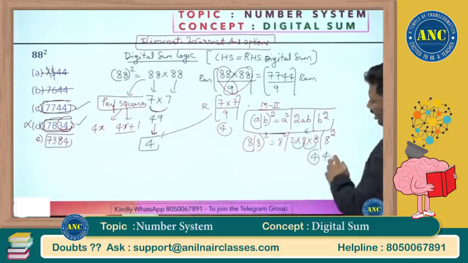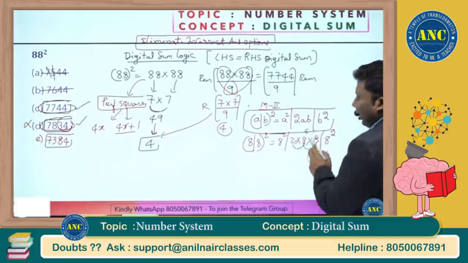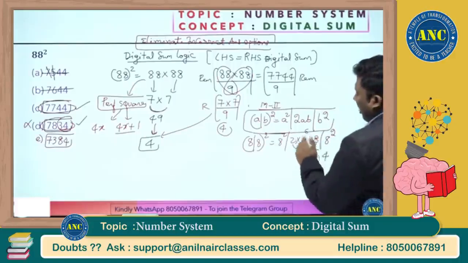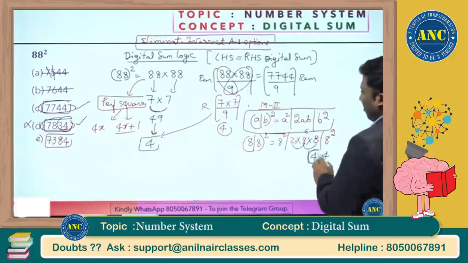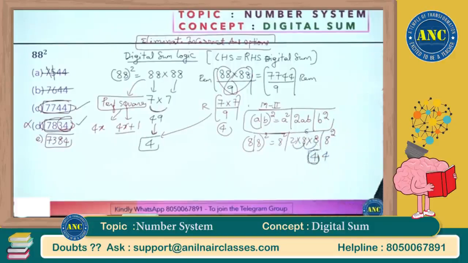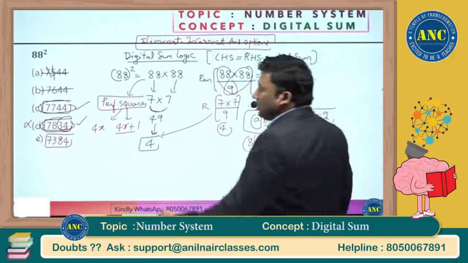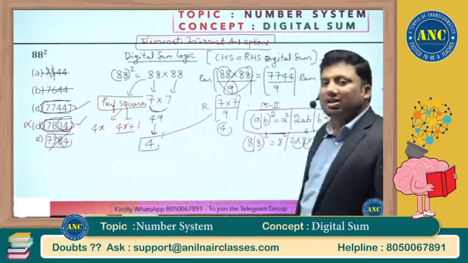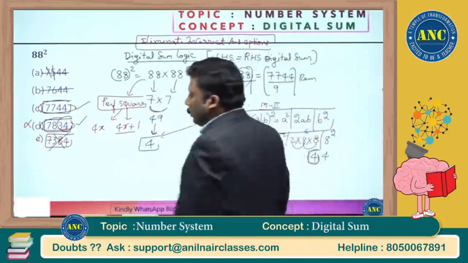Again I am repeating. 8 square is 64. 4, 6 carried. 4 2s are 8, 8 plus 6 is 14. The tens place should be 4. But here the tens place is 8. So it cannot be the answer.